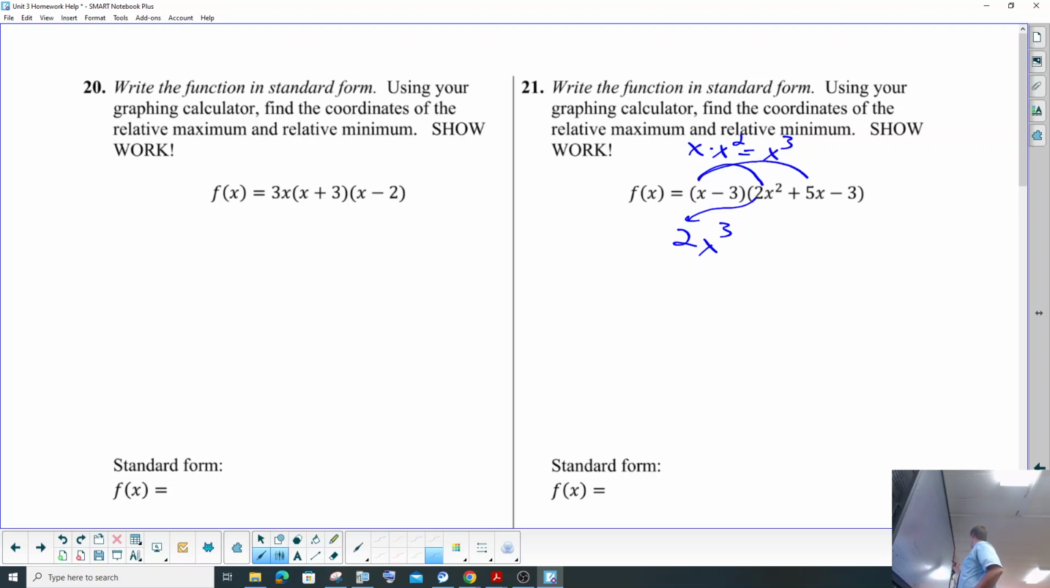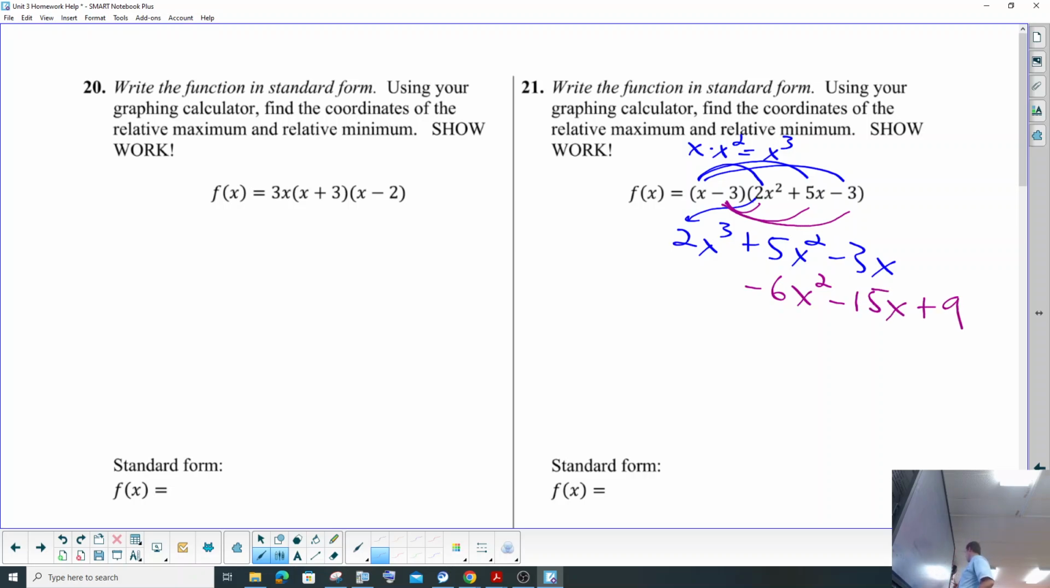X times plus 5x is 5x squared. X times negative 3 is negative 3x. Negative 3 times 2x squared is a negative 6x squared. 3 times 2 is 6. Negative 3 times 5 is a negative 15x. And negative 3 times negative 3 is a positive 9.